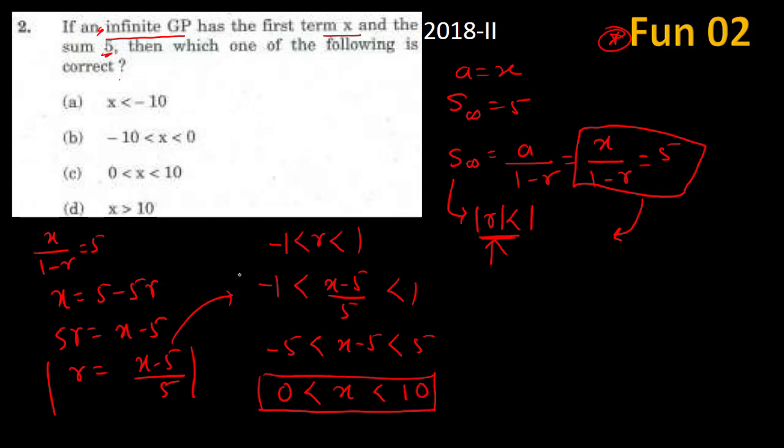So which option is correct? Option C. What did I do? I just used the concept which I have given you in Fun Class number 02, and simple algebra which you studied in childhood, up to 8th standard. The same algebra I used here.